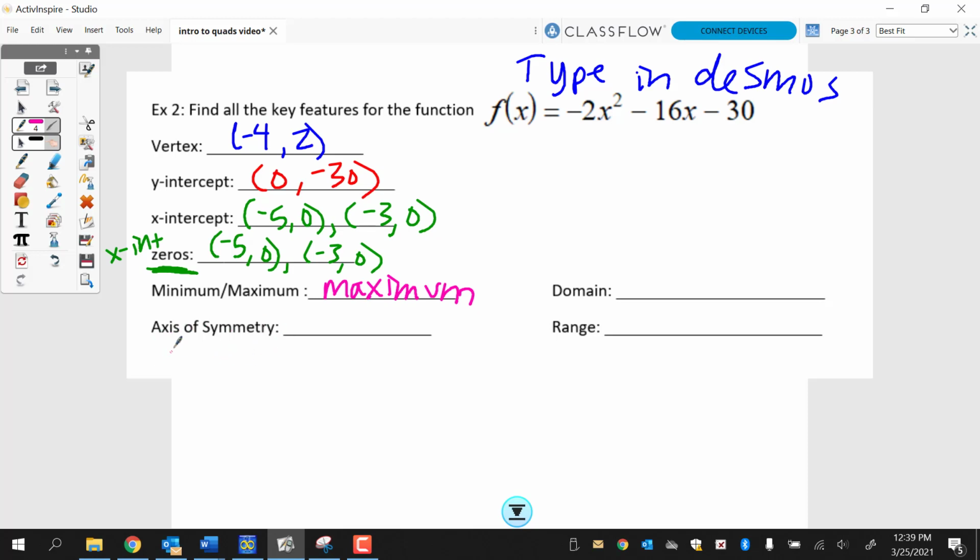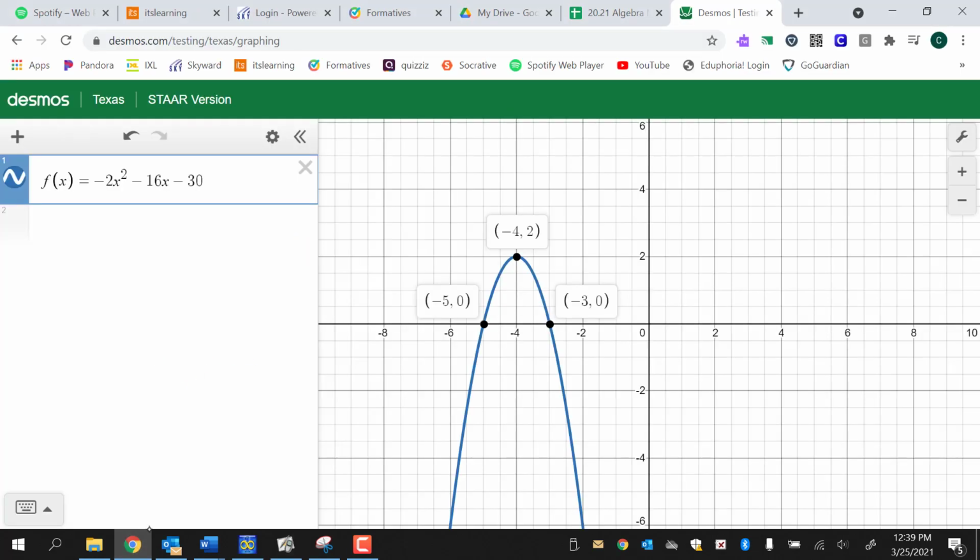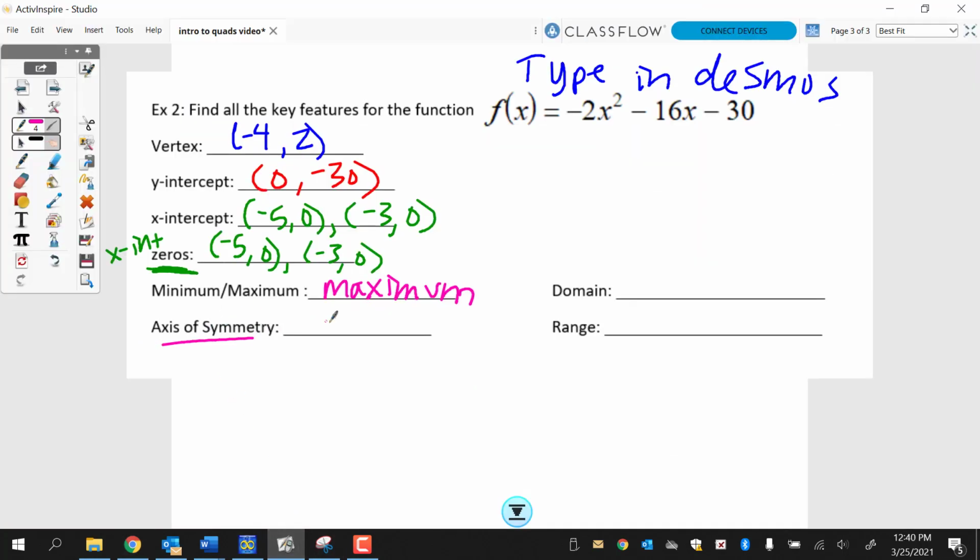Okay, the axis of symmetry, we know that's the line that goes through the middle of the graph. So that cuts the graph in half. So that would be going through here. Now I can't draw it on this graph, obviously, but I know it would be going right there. And what number would it be going through? The x number right there, -4. So we know the axis of symmetry starts out x equals some number. We just figured out the number, -4.